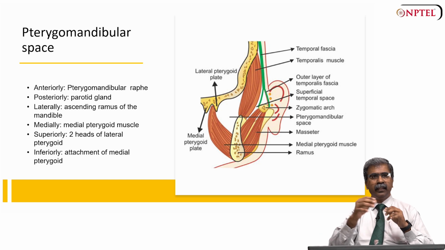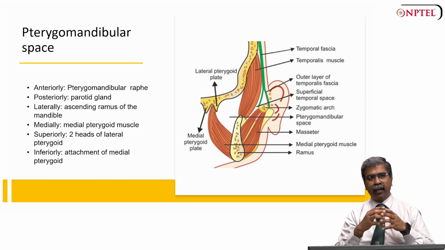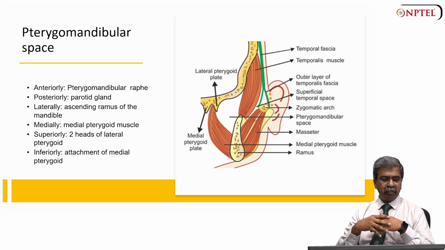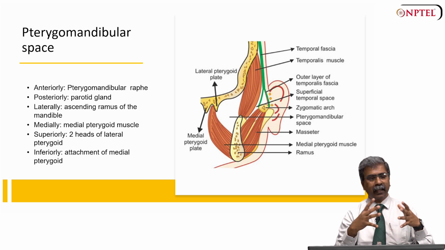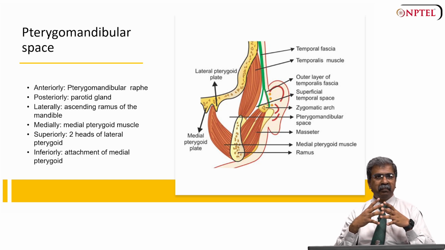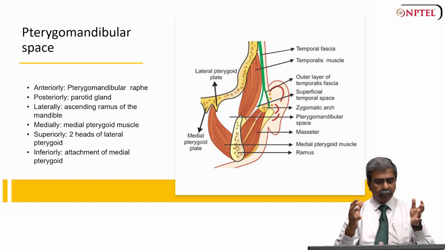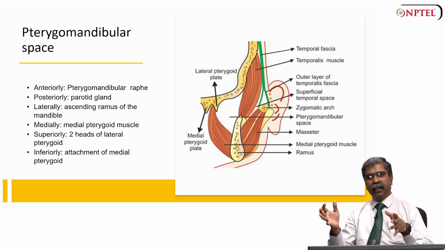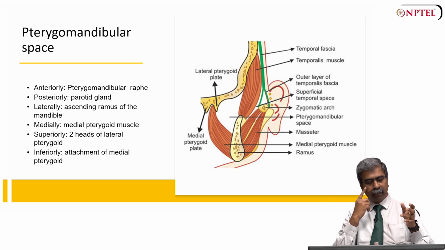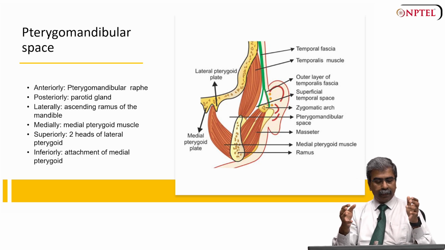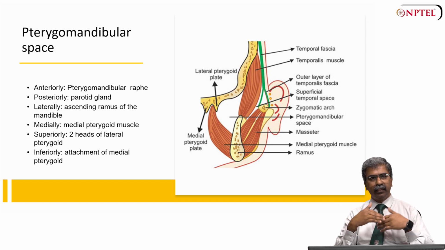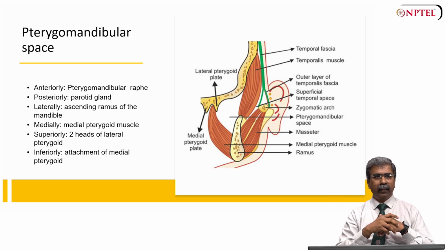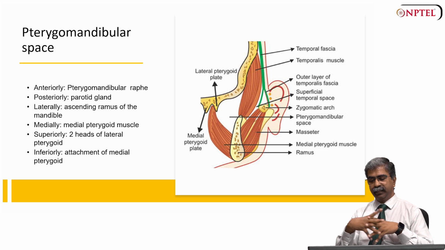And as I mentioned earlier, just a quick run through of the boundaries of the pterygomandibular space and the contents. Anteriorly by the pterygomandibular raphe, posteriorly by the parotid gland, medially by the medial pterygoid muscle, laterally by the ascending ramus of the mandible, superiorly by the two heads of the lateral pterygoid, and inferiorly by the attachment of the medial pterygoid muscle.